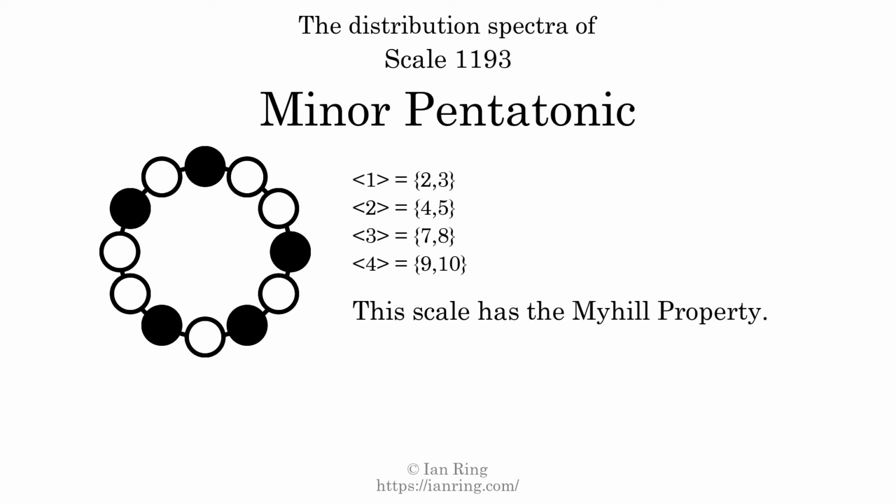If every spectrum has exactly 2 specific intervals, we call that the Myhill property. All of these spectra have exactly 2 sizes, so this scale has the Myhill property. Since each specific interval appears in only one spectrum, this scale is strictly proper.